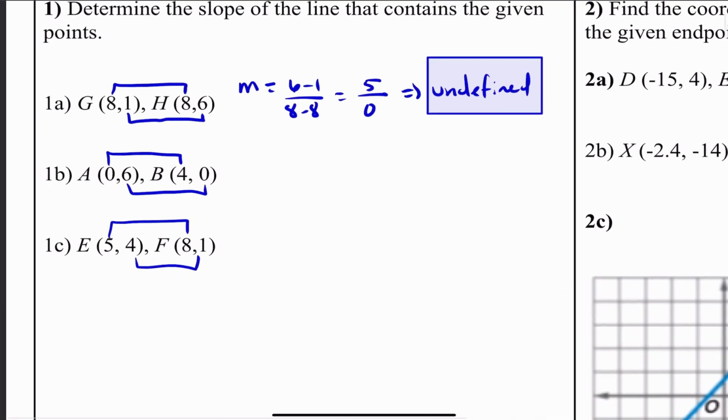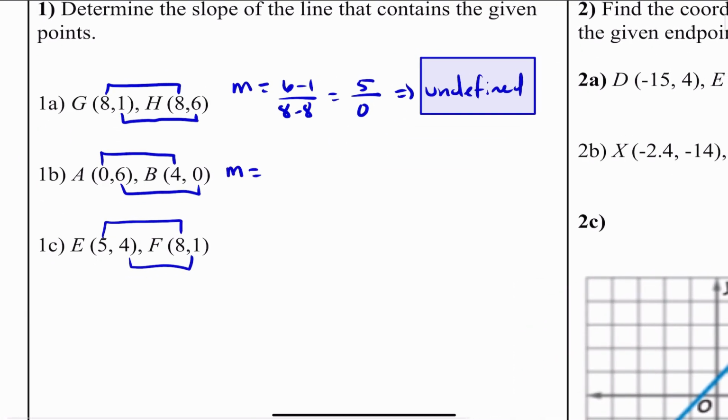Okay? And then here, I got m equals 0 minus 0 over 4 minus 0. 0 minus 0 is 0, and then 4 minus 0 is 4. So really, this is a 0 slope. That's the answer. 0 slope. Unless I did this wrong. Oh, whoa, no. Sorry. I thought that was a 0. My bad. So m equals 0 minus 6 over 4 minus 0.